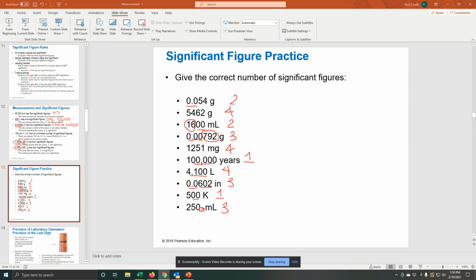To be precise, and you can be precise but not accurate, every measurement has some sort of uncertainty to it. And that uncertainty lies in what we call the estimated digit. And we're going to talk about that here in just a minute.